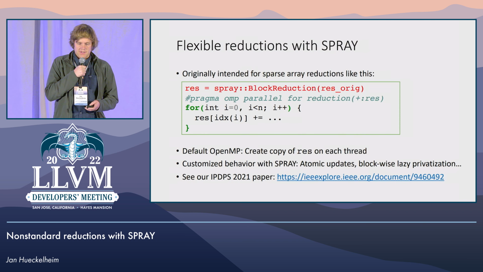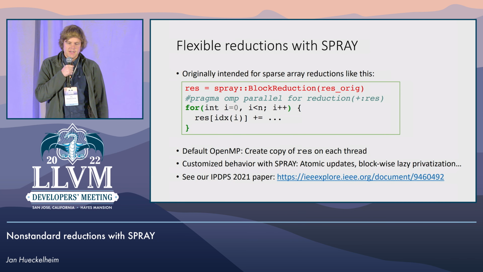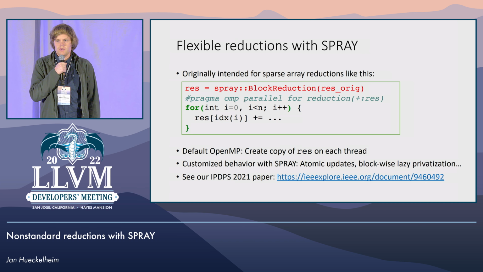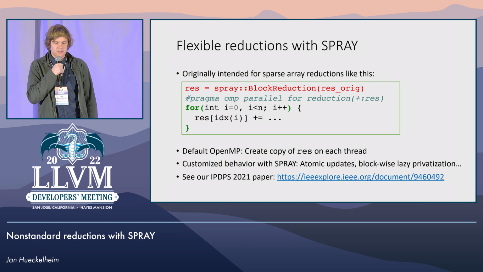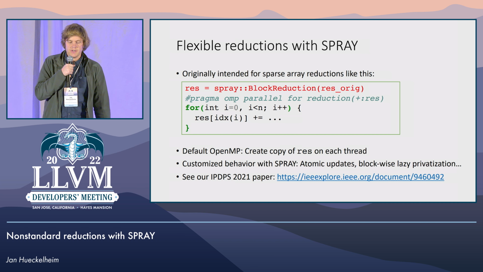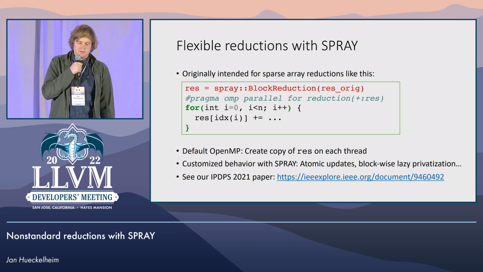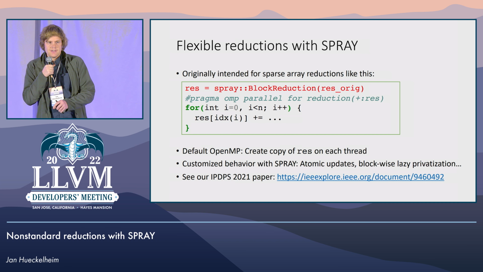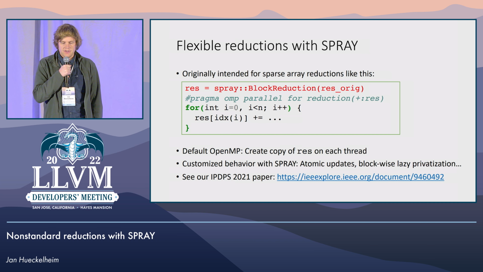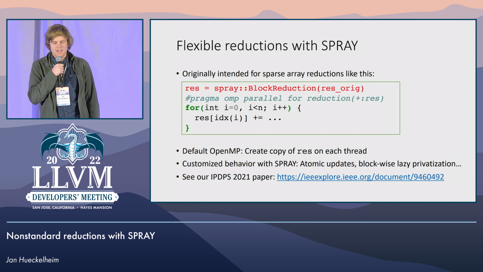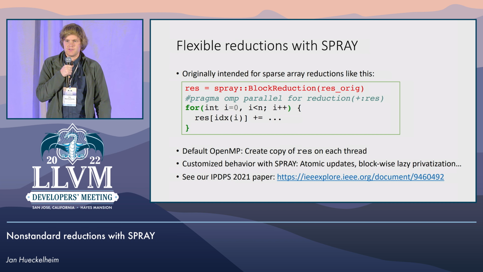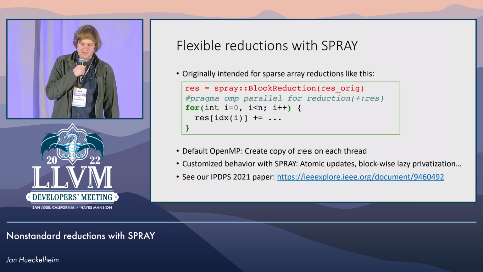So Spray allows us to use sparsity and give the user control over how exactly the reduction works under the hood. And the way we do that is by sticking the reduction variable into what we call a reducer object. So here in red, we're seeing the block reduction object, which lazily allocates chunks of the array as needed, and doesn't allocate chunks of the array that are not needed at any time, which saves memory, but it also saves a lot of time if things are sparse enough.